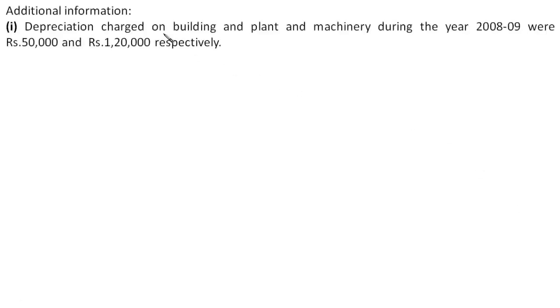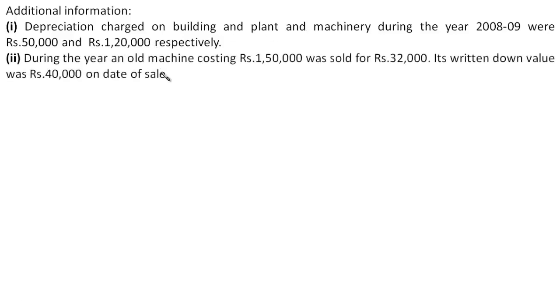Number 1, depreciation charged on building and plant and machinery during 2008-9 were 50,000 and 1,20,000 respectively. So on building it is 50,000 and on plant and machinery it is 1,20,000. During the year, an old machine costing 1,50,000 was sold for 32,000. Its written down value was 40,000 as on the date of sale.